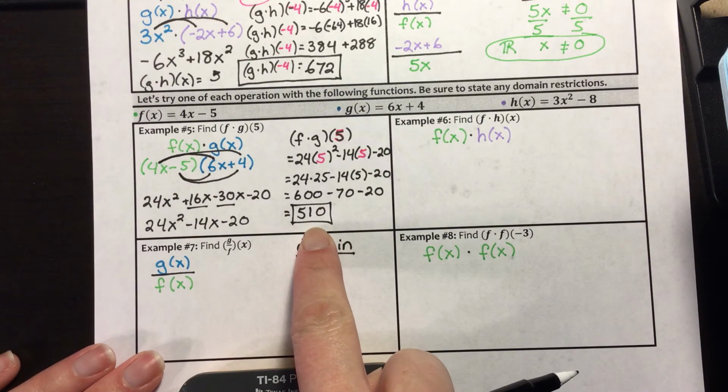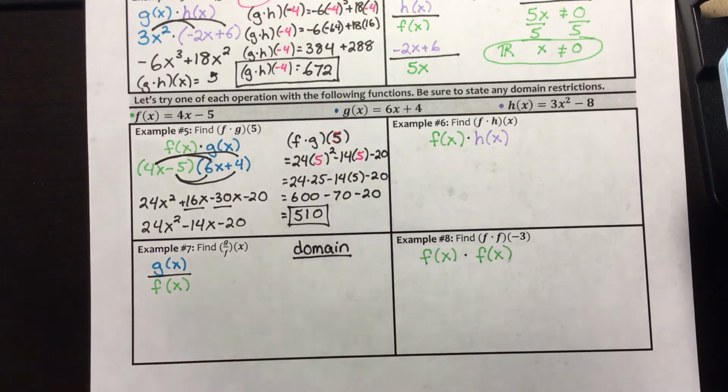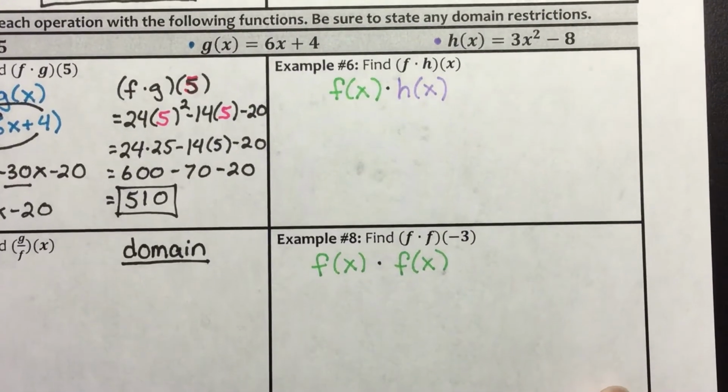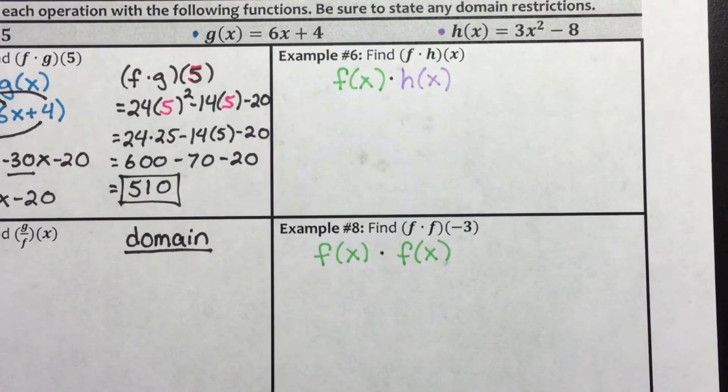It's pretty quick if you have a calculator to just plug your functions into the y equals and then look at the table. That does not quite work on example number 6 though, where it says f times h of x. So we do get to stop as soon as we get the x plugged in and everything all multiplied out.